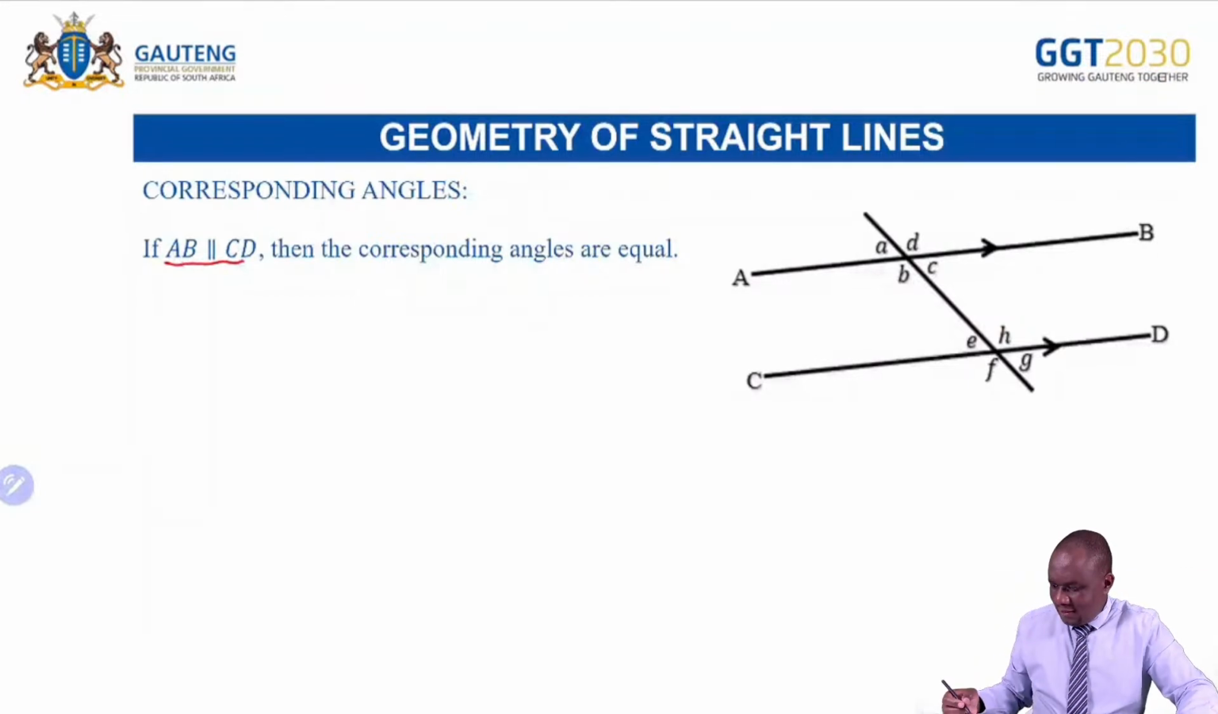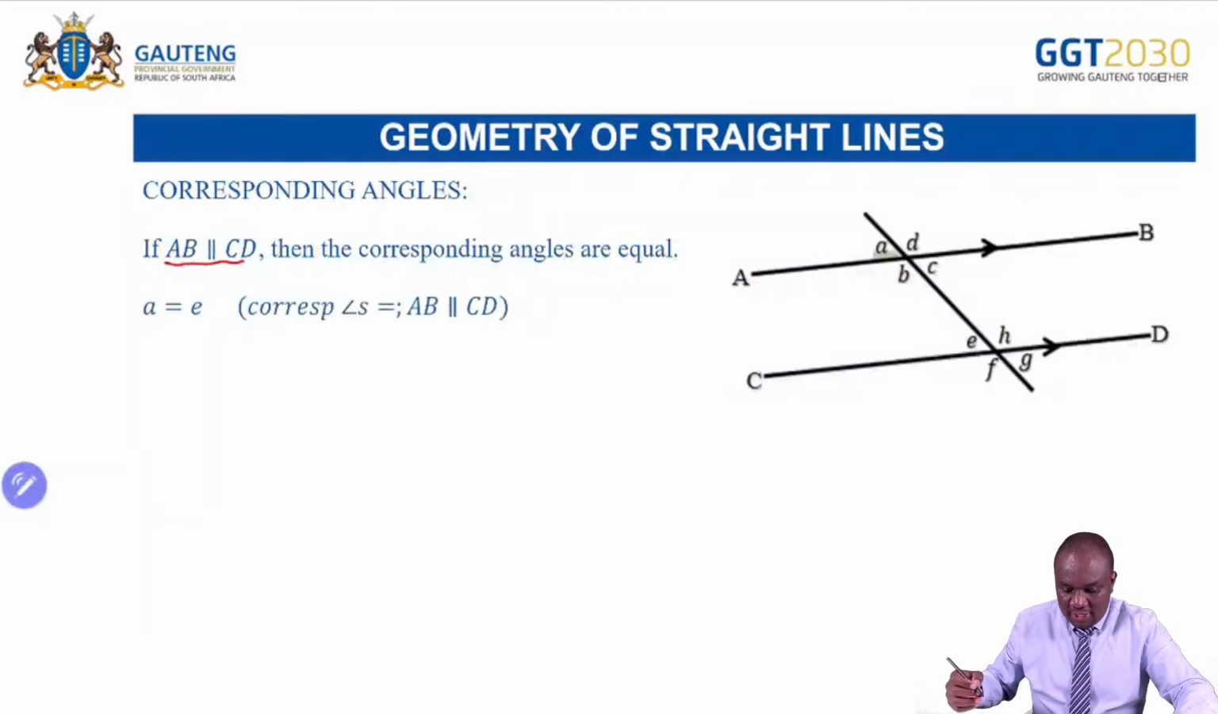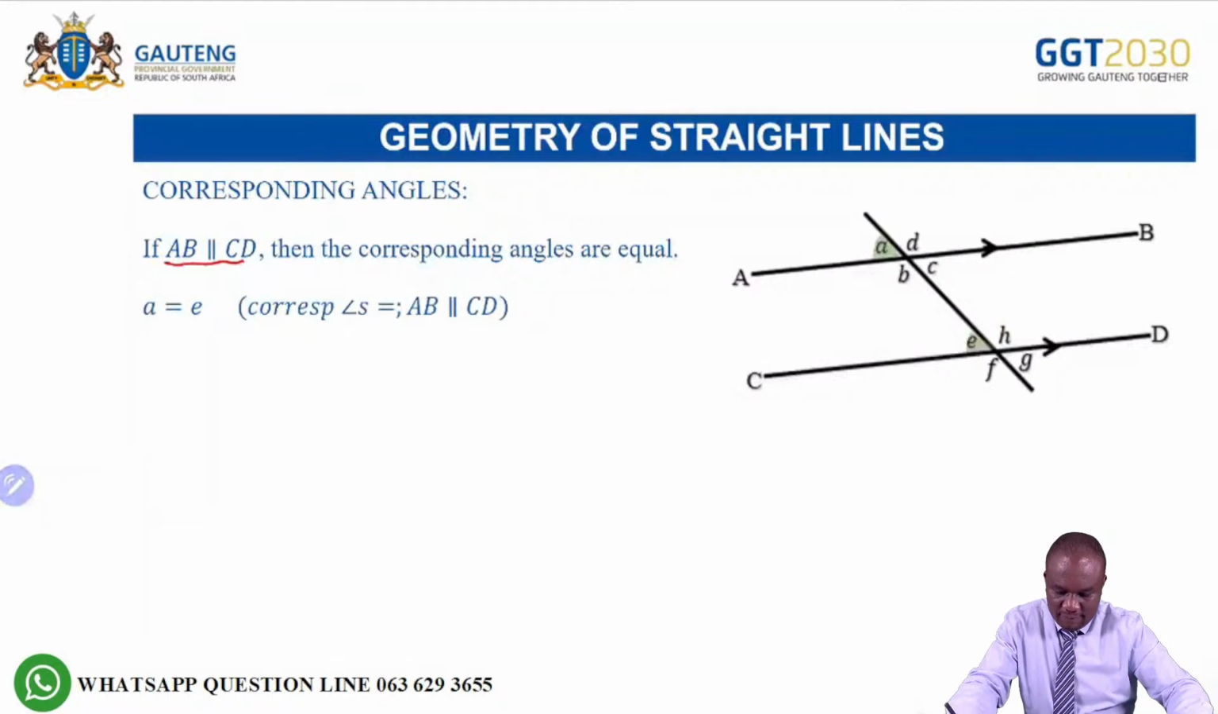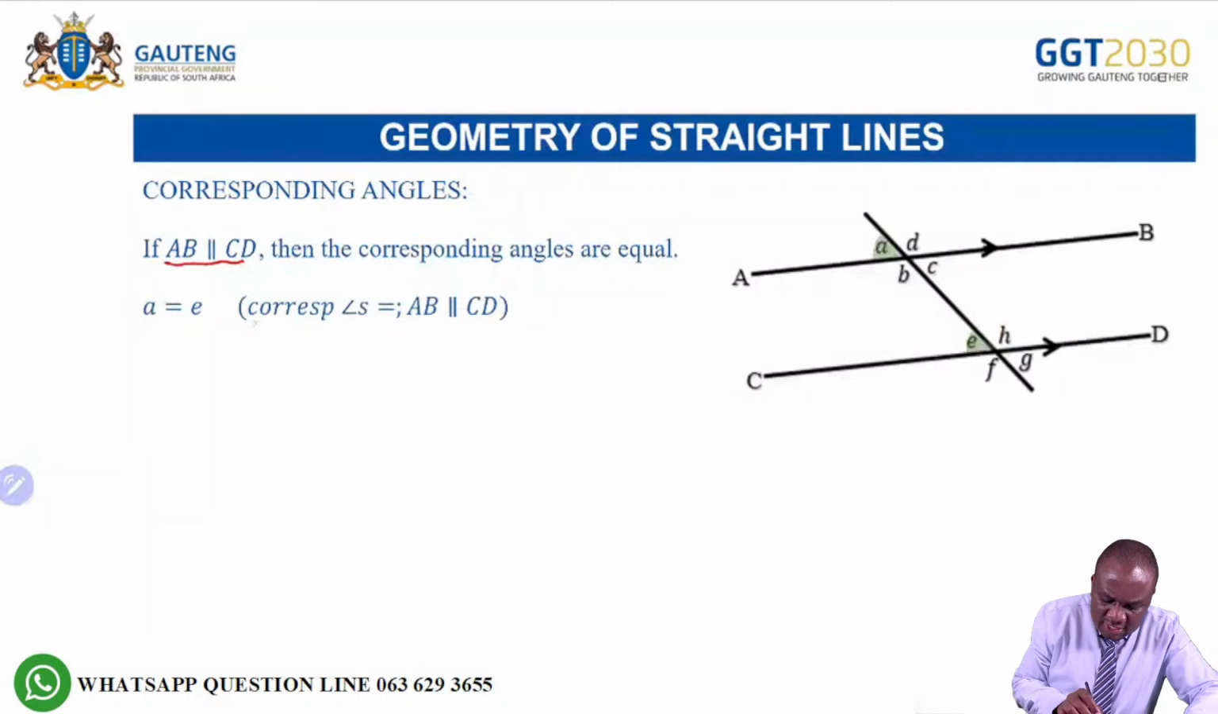Welcome back, learners. These are the pairs that I got. A and E are corresponding angles. Do you see that? Did you get that? A and E are corresponding angles. Remember the reason. Oh, I didn't talk about the reason.